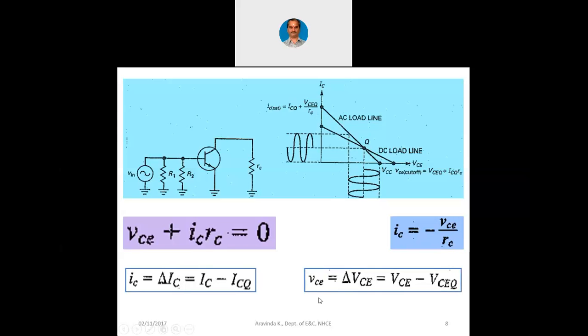Now, what is small VCE? Small VCE is the change in capital VCE. Earlier VCE was ideally supposed to be VCC by 2 with respect to the DC load line. Now, when we apply an AC signal at the input, even that collector to emitter voltage is going to change. Now, that delta VCE is nothing but capital VCE minus VCEQ, where VCEQ was the quiescent point and VCE is the changing value. Now, with respect to this, we can plot the DC load line now.